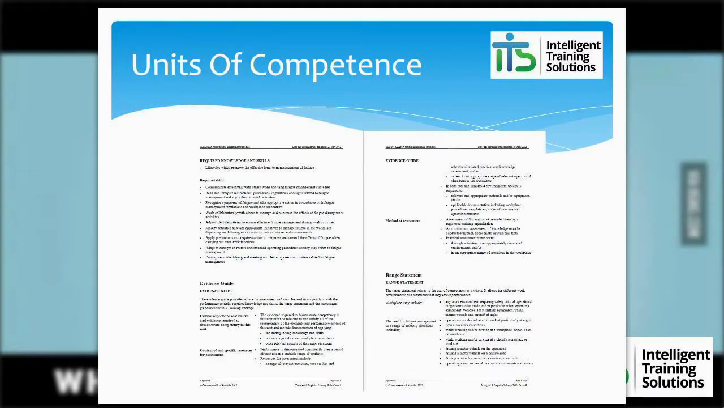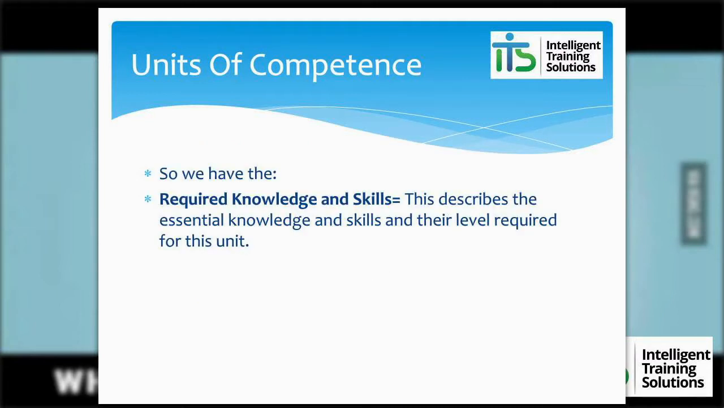On the next page, you'll have a thing called required knowledge and skills, and it'll also go into the evidence guide and the range statement. So we have the required knowledge and skills. This describes the essential knowledge and skills and their level required for this unit. So they're saying, hey, this is what these people need to know and do at the required level. Sometimes that can be seen as a bit of a prerequisite.